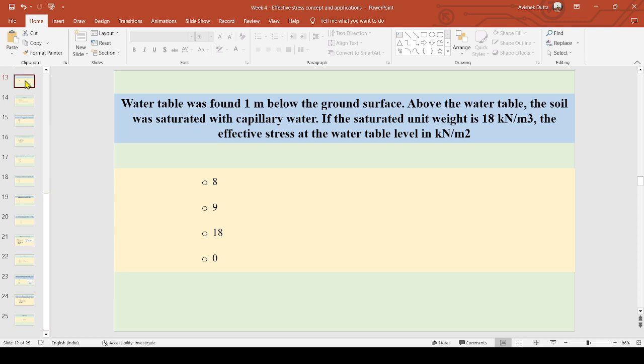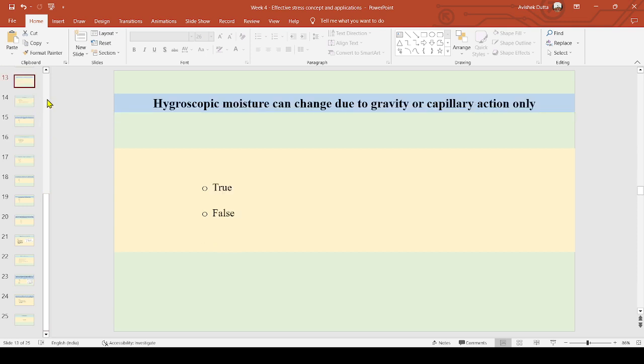Next question. Then another true false statement. Hygroscopic moisture can change due to gravity or capillary action only. Is this statement true or false?